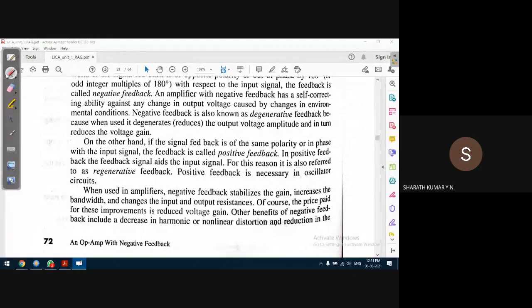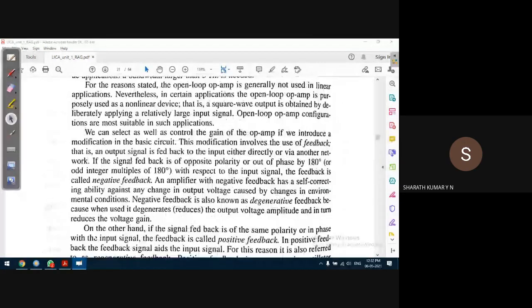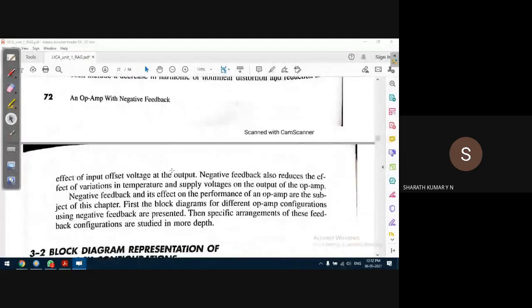Negative feedback is also known as degenerative feedback, because when it is used, it degenerates or reduces the output voltage amplitude, and in turn reduces the voltage gain. V0 reduces means gain also reduces. Very simple, they are related. That's what we discussed just now. So there are some other factors.